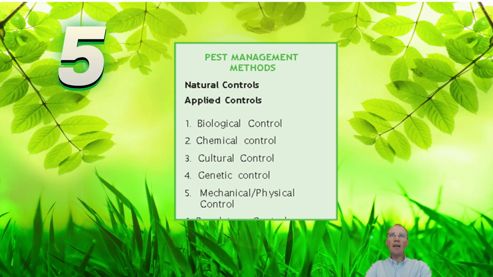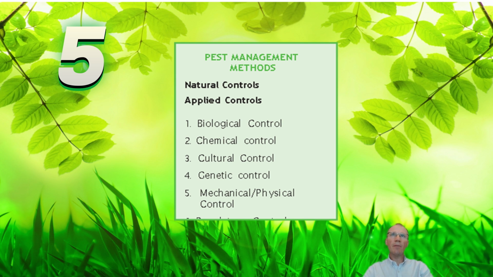Here's something else you definitely want to understand: pest management methods. We're going to have natural and applied controls. So first, we're going to have biological control. Second, chemical control. Third, cultural control. Fourth, genetic control. Fifth, mechanical and physical controls.